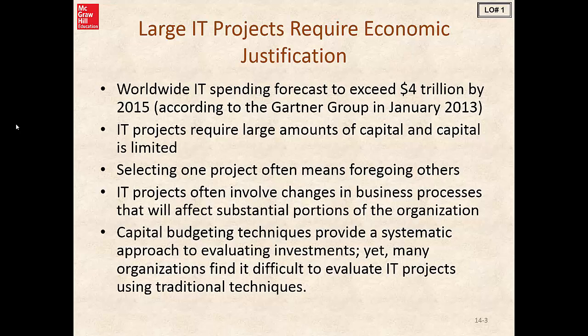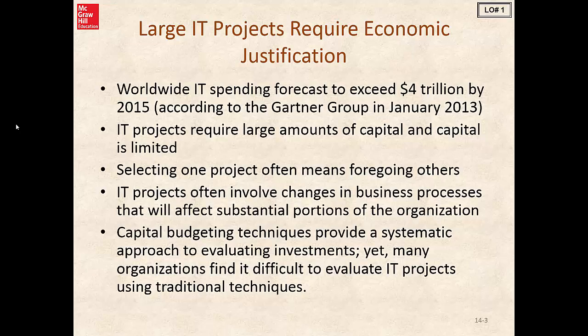So, first we're going to talk about large IT projects and what they require. They require economic justification. So worldwide IT spending is forecasted to exceed $4 trillion by 2015, and this is according to the Gartner Group in January 2013. Think about that, $4 trillion. That's more than the intake by the U.S. federal government for taxes. So $4 trillion is supposed to be spent on IT this year in 2015.